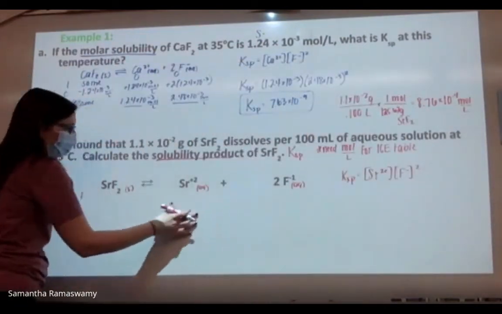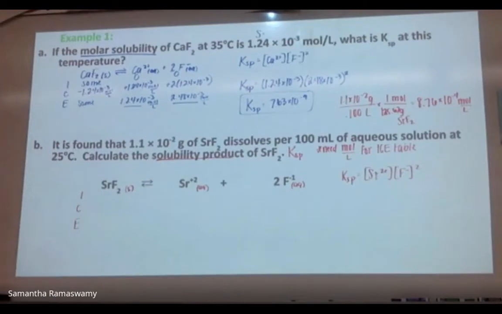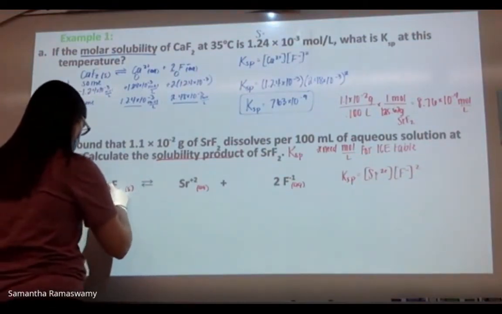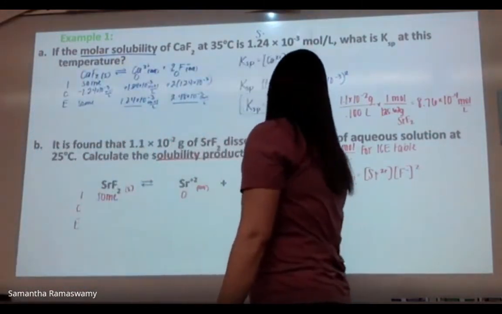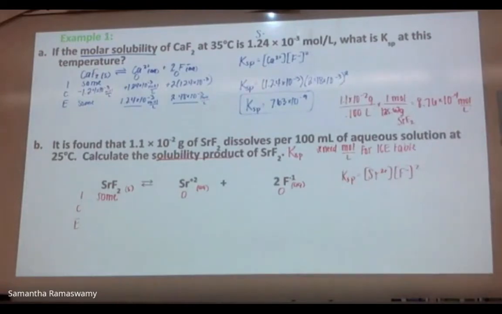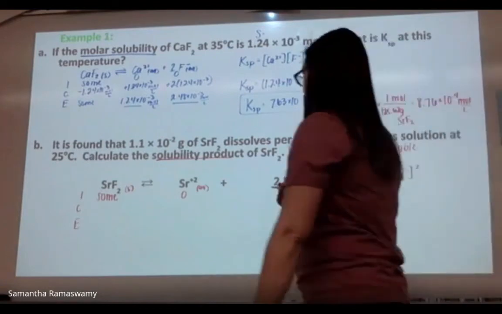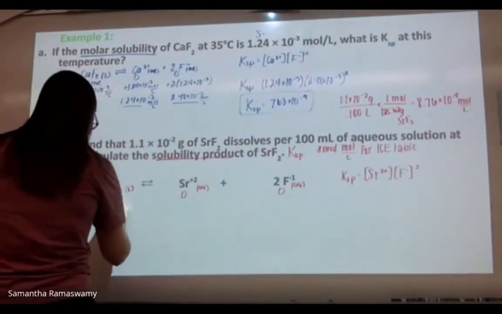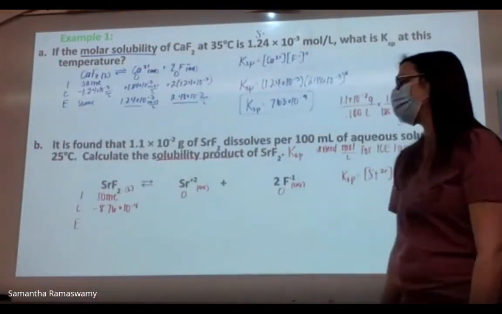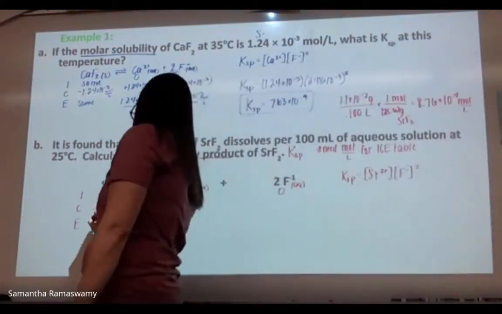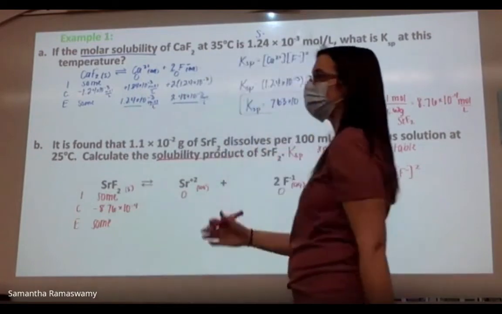So if I focus on this ice table, initially for the solid, I have some amount of solid. We don't care how much we start with. It doesn't matter how much we start with. But I had 0 ions. Then it says it is found that now this much strontium fluoride dissolves. So that means that we had 8.76 times 10 to the negative 4th moles per liter dissolve. Which means at equilibrium, we're still going to have some amount of solid. Who knows how much?